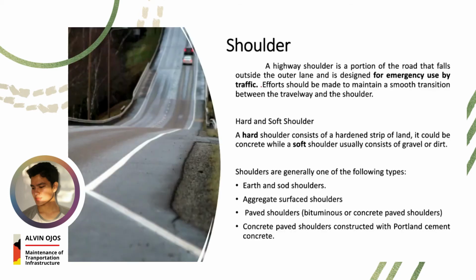First, let's define what is shoulder. A highway shoulder is a portion of the road that falls outside the outer lane and is designed for emergency use by traffic. Effort should be made to maintain a smooth transition between the travelway and the shoulder.